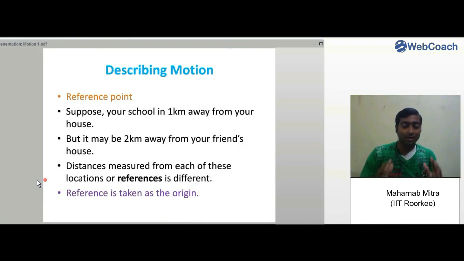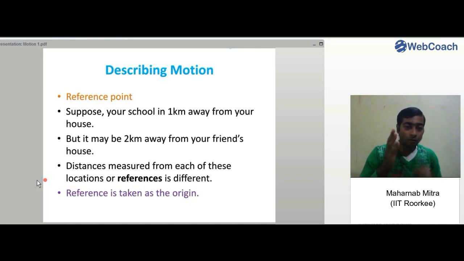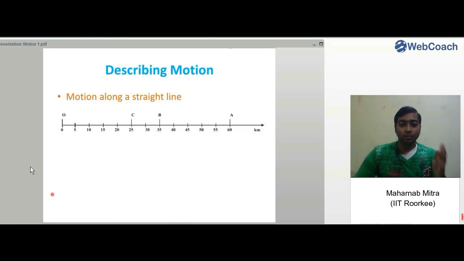and it is always taken for granted that the reference is always at the origin. Reference is always taken as the origin, or if you change your reference, that means you are shifting the origin to some other location, right? For the first case, the origin was your home, right? And you were measuring the distance of your school from your home, but in the next case the reference or the 0 point was shifted to your friend's house, right?